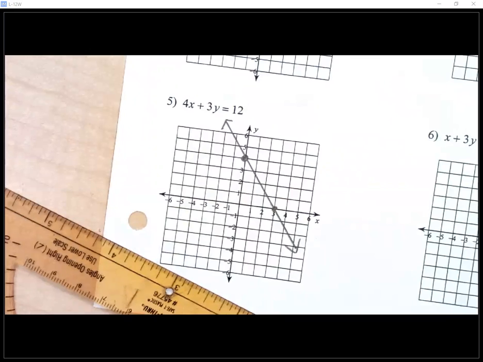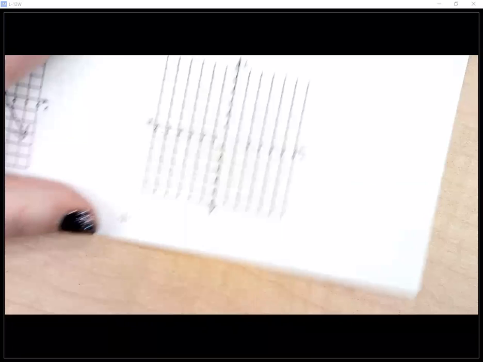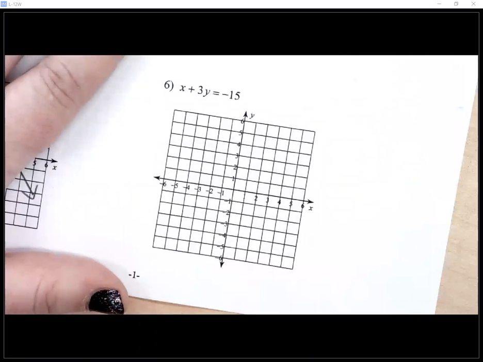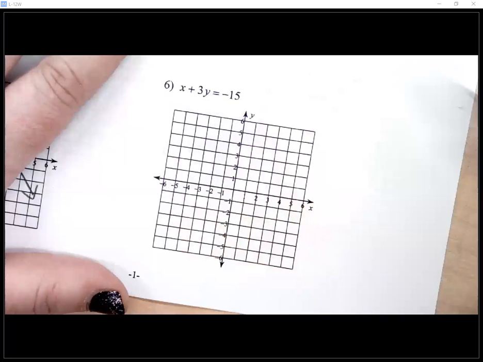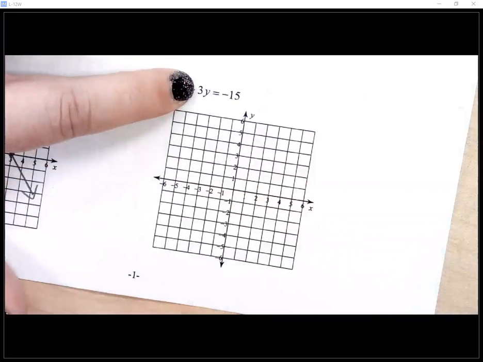Let me find one real quick where, oh, actually 6 is a great example. The 6, if I try that same thing, x would be -15. That's way off my grid. So what can I do? I got another thing I could do. Cover up the x. Y is going to be -5, right? Wouldn't y just have to be a -5? So I've got that point.